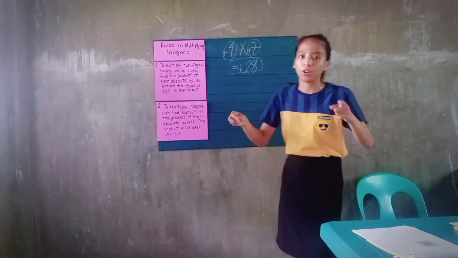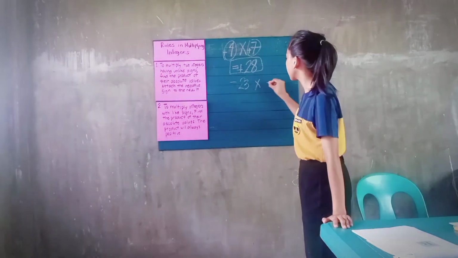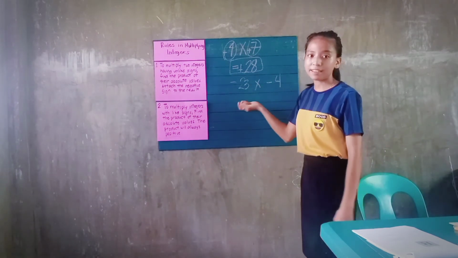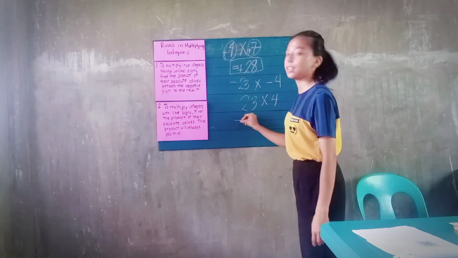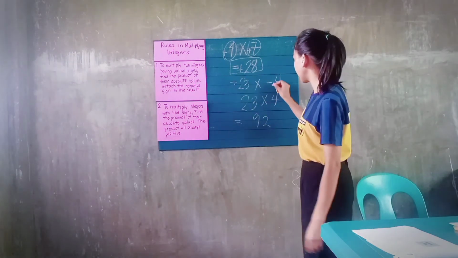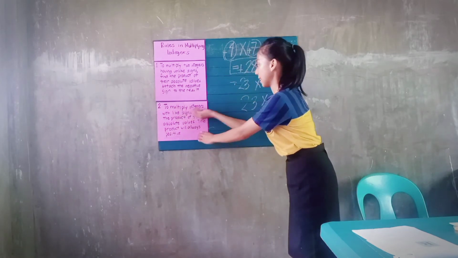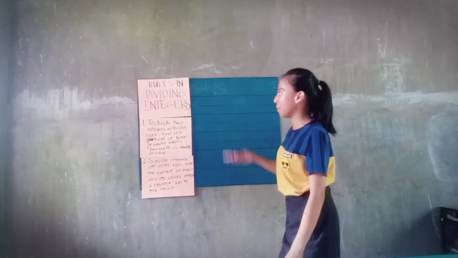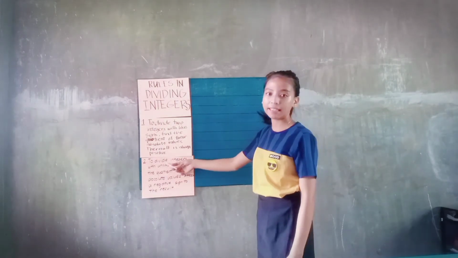Okay, another example. Negative 23 times negative 4. 23 times 4 is equals to positive 92. Since pareho sila negative, ilalagay pa rin natin ay positive dahil parehas ang kanilang sign. Okay? Okay, I will give an example in rule number 2, rule in dividing integers.